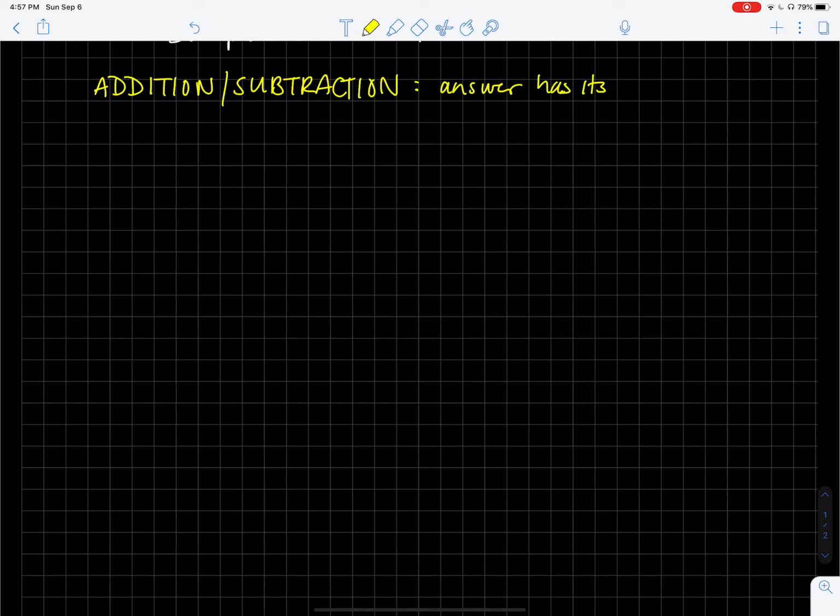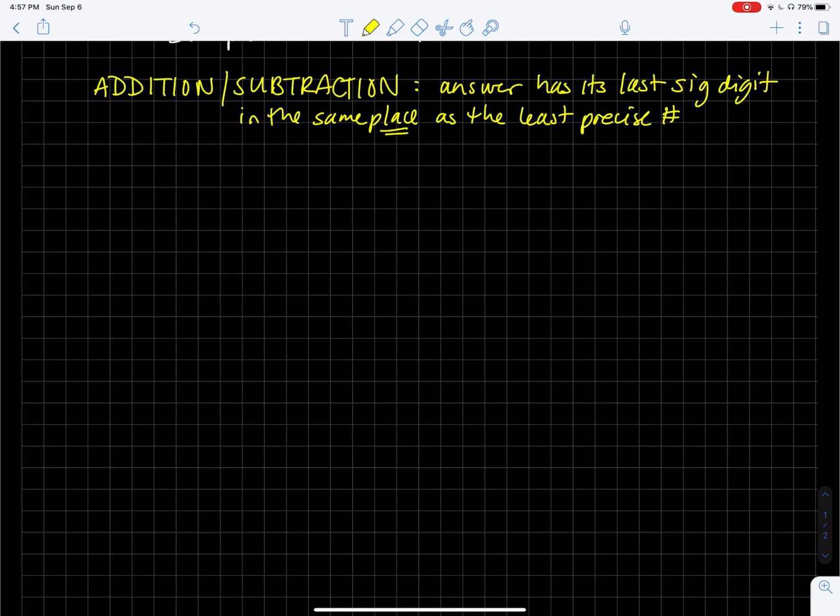So now we'll do addition and subtraction. This rule I find difficult to articulate, so I'll say something that may or may not make sense, and then we'll do an example. Addition and subtraction, the deal here is that the answer has its last sig digit in the same place as the least precise number in the calculation.